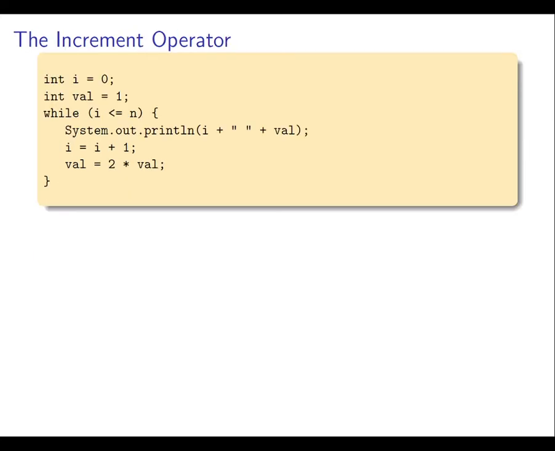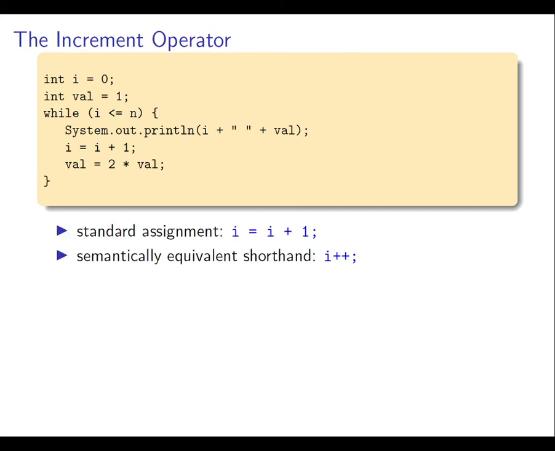This is a good moment also to mention the increment operator, which is handy in this kind of situation. Our original program wrote I equals I plus 1. Now remember what that's doing. We're evaluating the right hand side using the old value of I, so the right hand side evaluates to 1 more than the old value of I, and then the assignment statement makes that be the new value of I. In other words, it increases the value of I by 1 from whatever it was before.